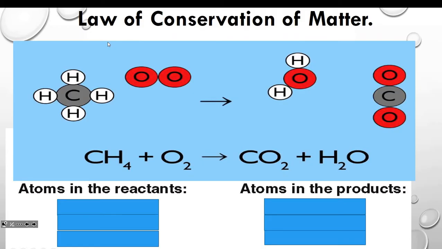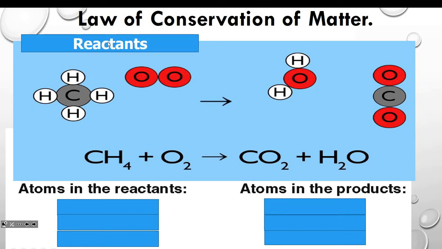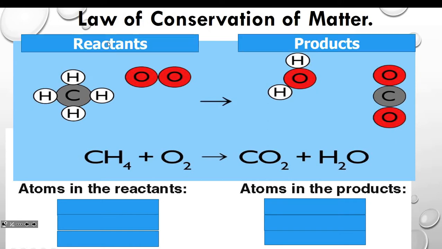So I've taken the equation and given you a visual representation of that same equation. So here we have CH4. This is what O2 looks like. This is what CO2 looks like. And this is what water looks like. Sorry, I didn't put them in the right order there. So we know that this side is my reactants. We know that this side is my products.